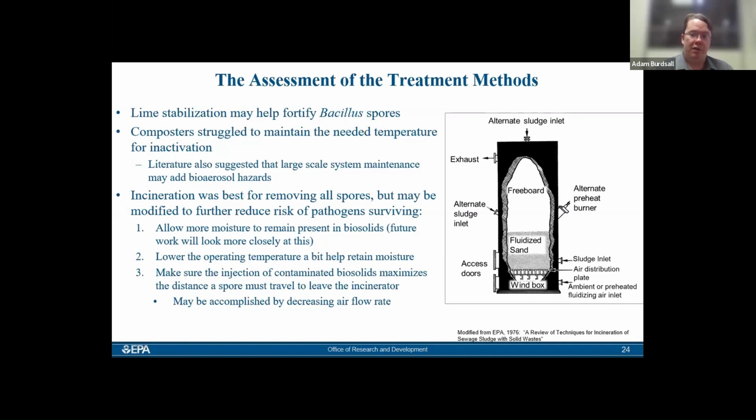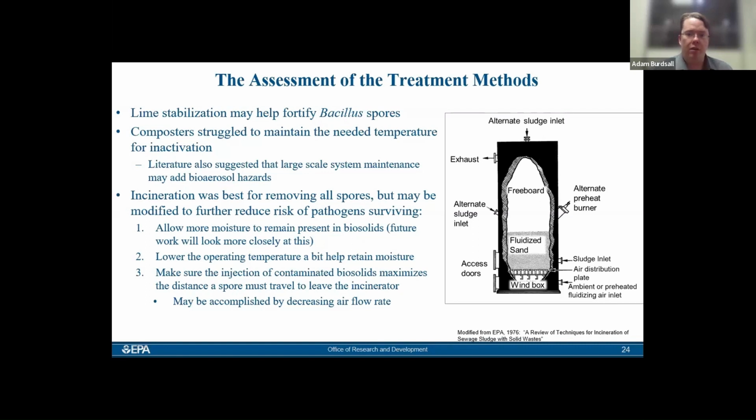Composters could remove much of the contamination, but they struggled to maintain the needed temperatures. In large-scale systems, the maintenance needed to keep the oxygen in the compost can release hazardous bioaerosols. So while it might be an effective method for general pathogen destruction, adding highly resistant pathogens to the mix creates a situation where composting may not be the most ideal solution.